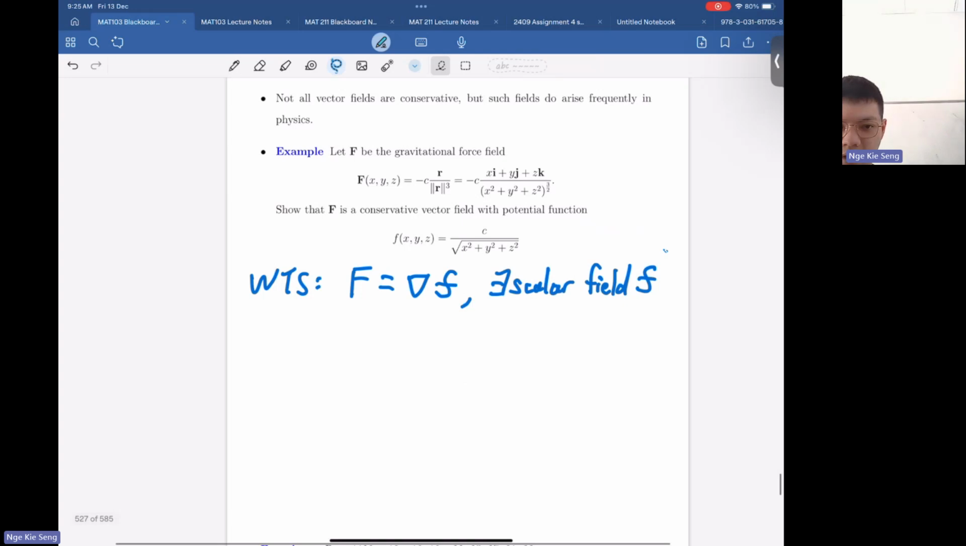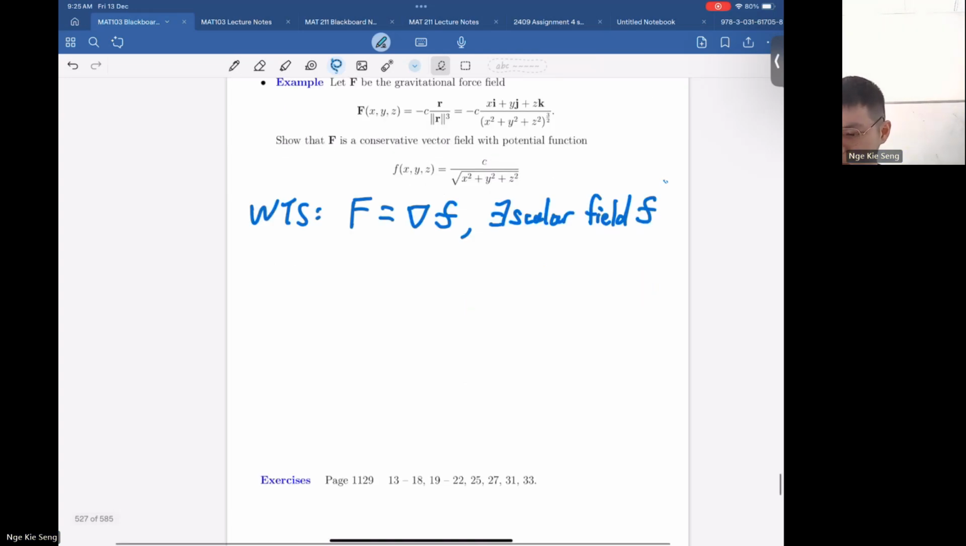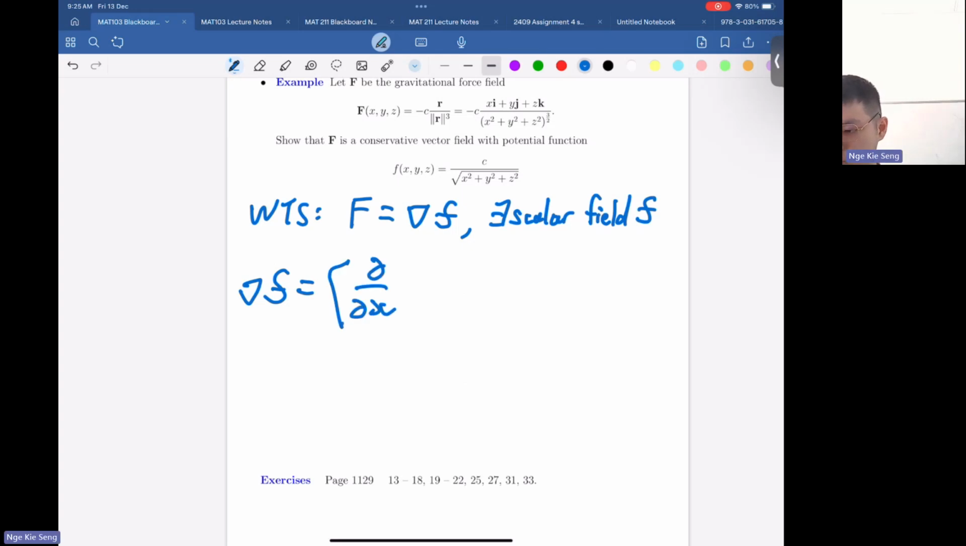Okay, I want to check the solution. What is the gradient of little f here? You just partially differentiate your function 3 times with respect to different variables. This involves differentiating the inverse of a square root, and inside that square root you have multiple variables, so you should do the chain rule on these terms.